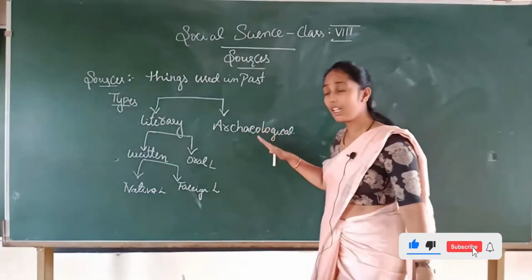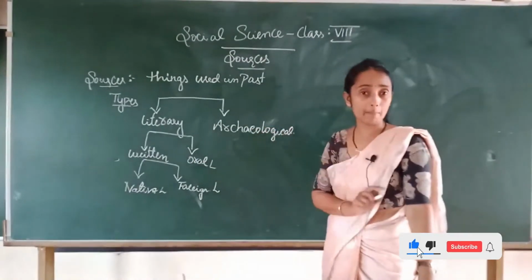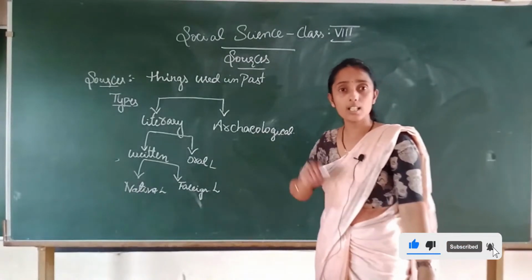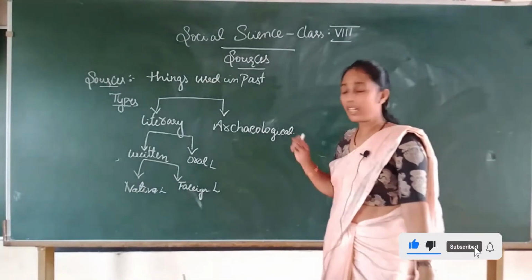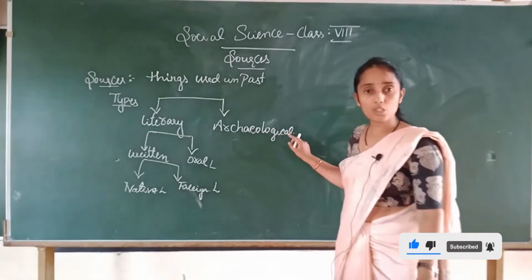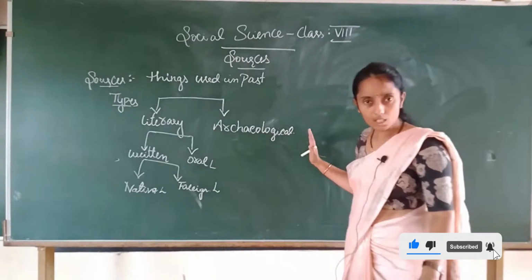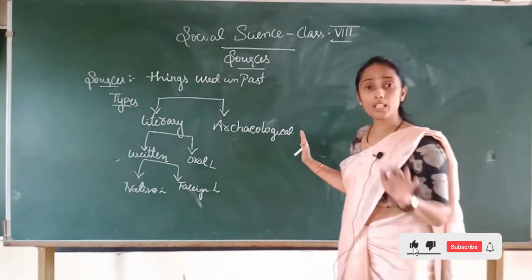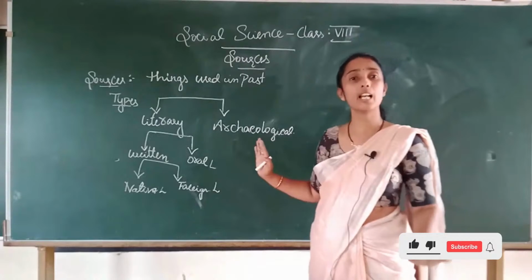Whereas archaeological sources, children, are written on a hard material, and as I told, they are found on the surface of the earth as well as in the depth of the earth. Is it clear? So, if it is on the surface of the earth, yes, we can get it and study it as a source.